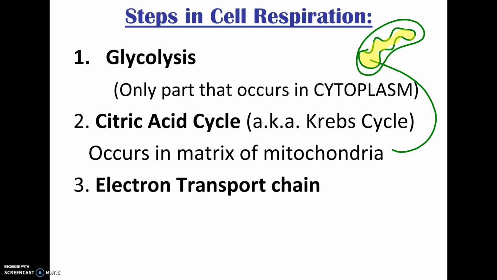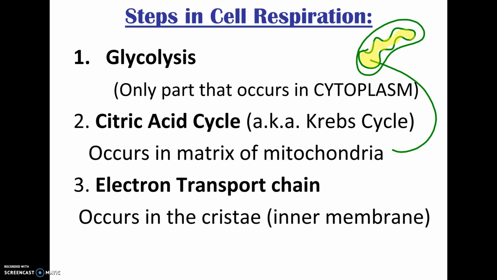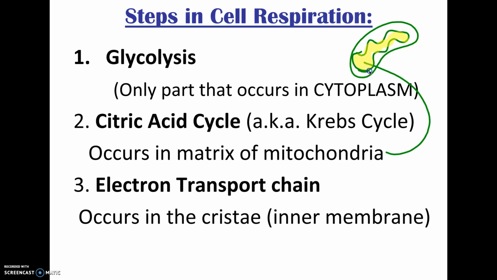And then the final step of cell respiration is the electron transport chain, and it happens on the inner membrane of the mitochondria, which is also called the cristae. And that is this here, this inner membrane. That's where the last step, the electron transport chain, is going to happen. And this actually does come up later, and there's a labeled mitochondria coming up later as well. So if you didn't get it yesterday or you didn't get it just now, you'll get it the third time around.